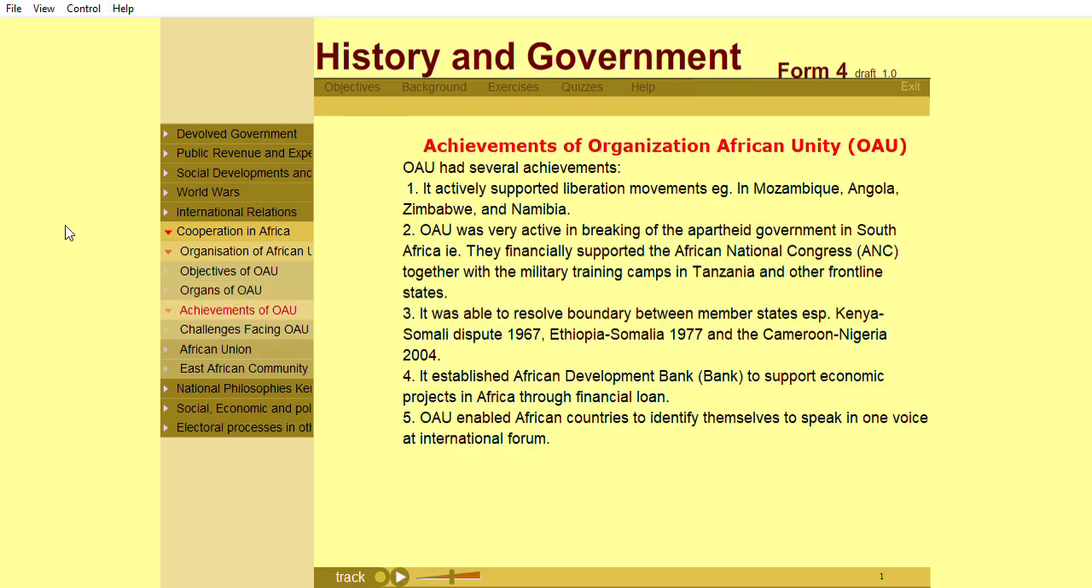OAU had several achievements. Some of them were, it actively supported liberation movements such as in Mozambique, Angola, Zimbabwe, and Namibia.